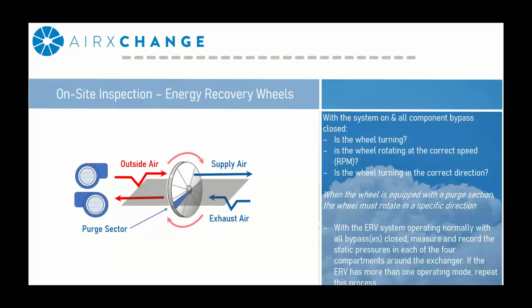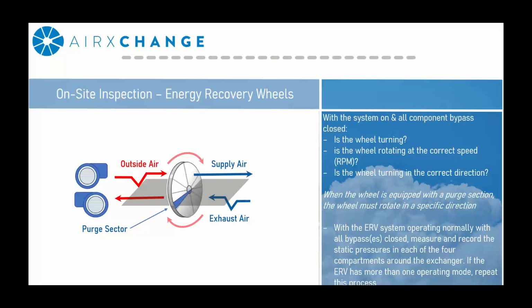If you have the capability to determine what the RPM of the wheel is, I would highly recommend it. A lot of energy recovery wheels are equipped with a VFD, and sometimes a VFD will override the factory settings. So check to see what the manufacturer recommends as the rotational speed and that it's operating at that speed.